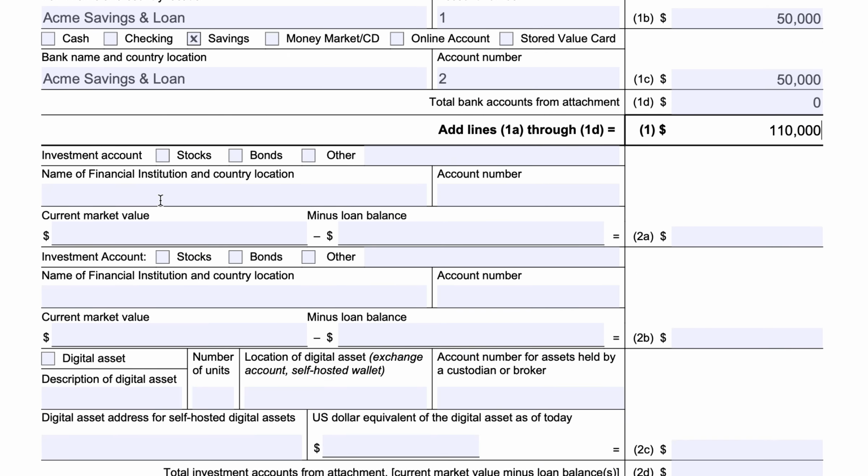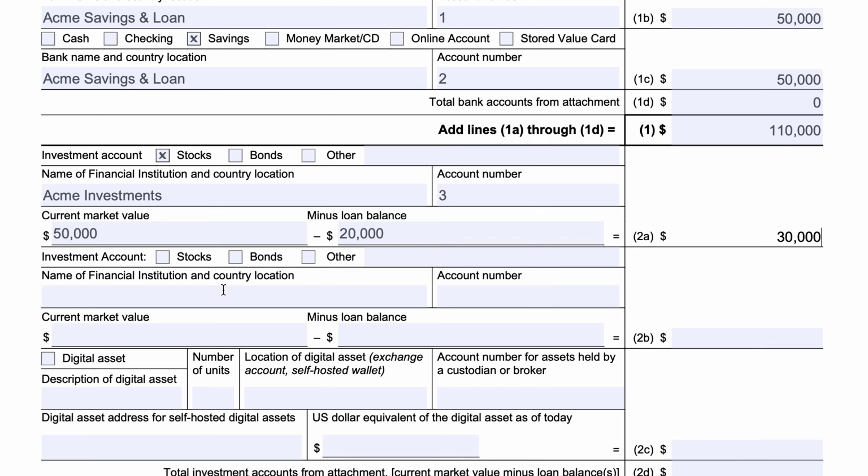This part, line 2, basically is investments. So from here on out for the rest of section 2, I'm going to fill in 1 line per category. So let's just say that we have stocks, and we have them at Acme Investments. Let's say that this account is 3. The current market value of these stocks is $50,000. Let's just say that these stocks were bought on margin. So there's a $20,000 margin on that. So really we have $30,000 of equity in there.